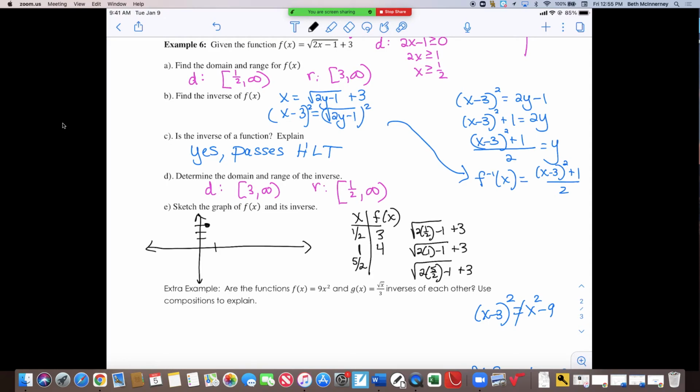2 times 5 halves, the 2's cancel. I get 5 minus 1 is 4. Square root of 4 is 2. 2 plus 3 is 5. So I'm going to go to I need my 1 comma 4, and then 2 1/2, 5. So this is my square root this way.